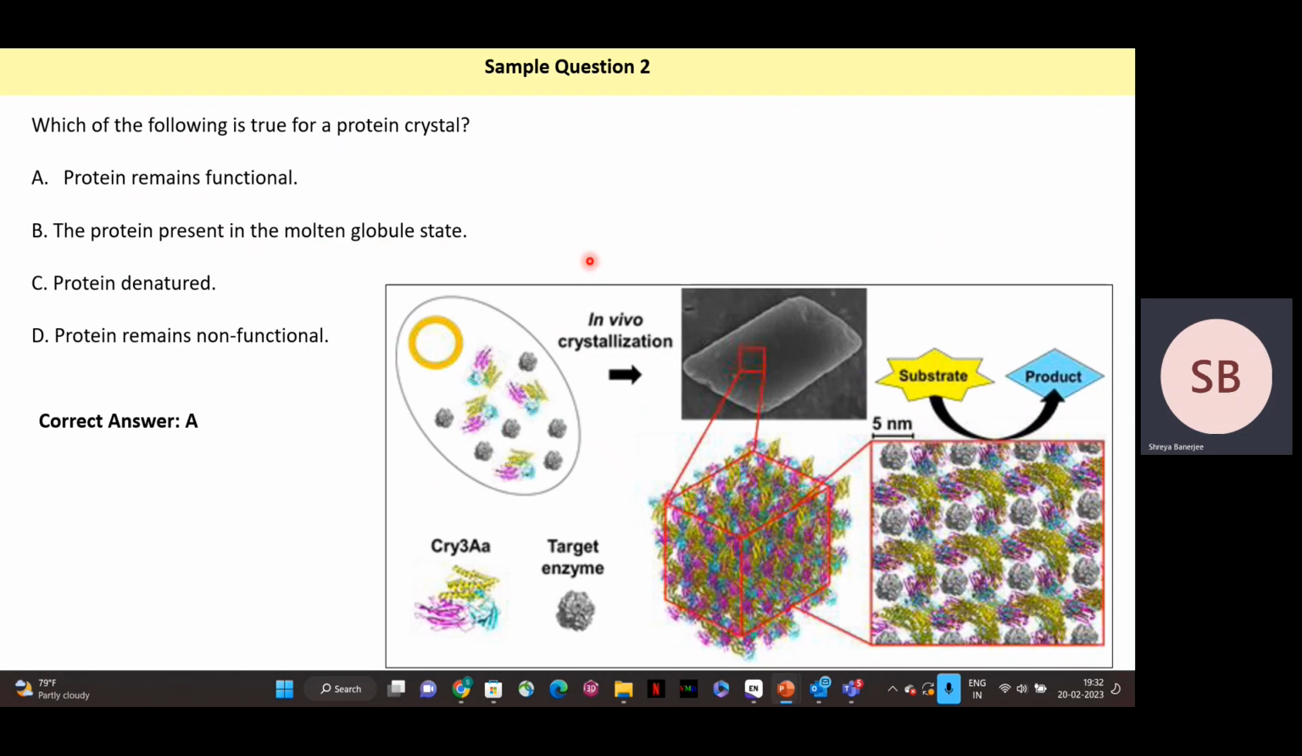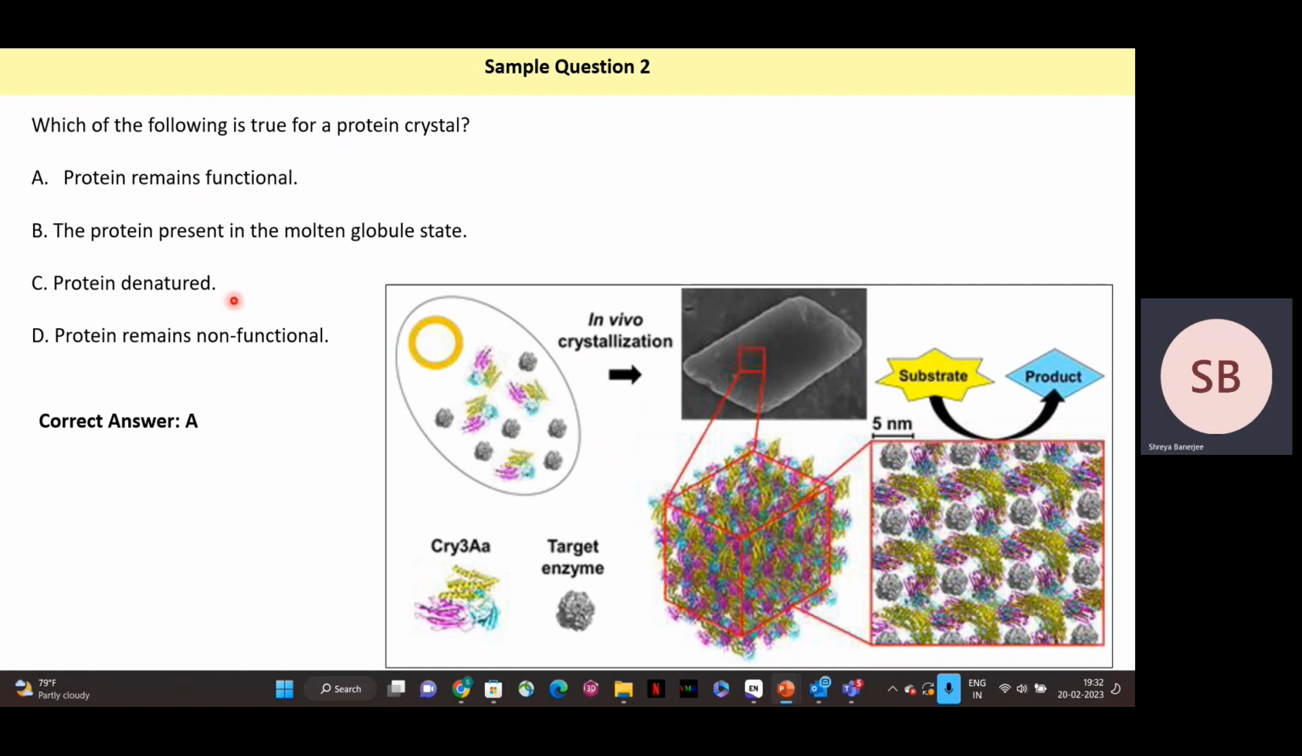Molten globule is a state during folding of proteins, when basically from an unfolded protein, all the hydrophobic groups come together. That is called a molten globule state, and it is an intermediate in folding of protein. So that has nothing to do with protein crystal.